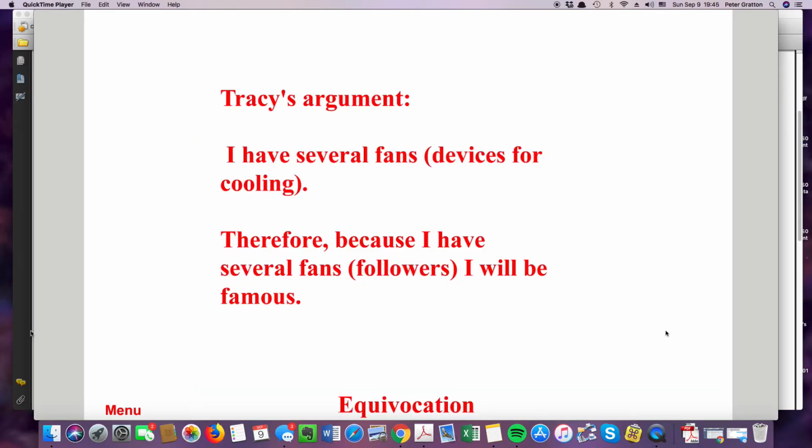That's actually more of an idiotic joke, but it is equivocation, right? I have several fans, devices for cooling, therefore because I have several fans, I will be famous. There's some equivocation. Equivocation is often used in humor, although I can't think of an example off the top of my head. You'll notice that people do; she obviously in real life would have meant that as a joke. It was not really an argument there.